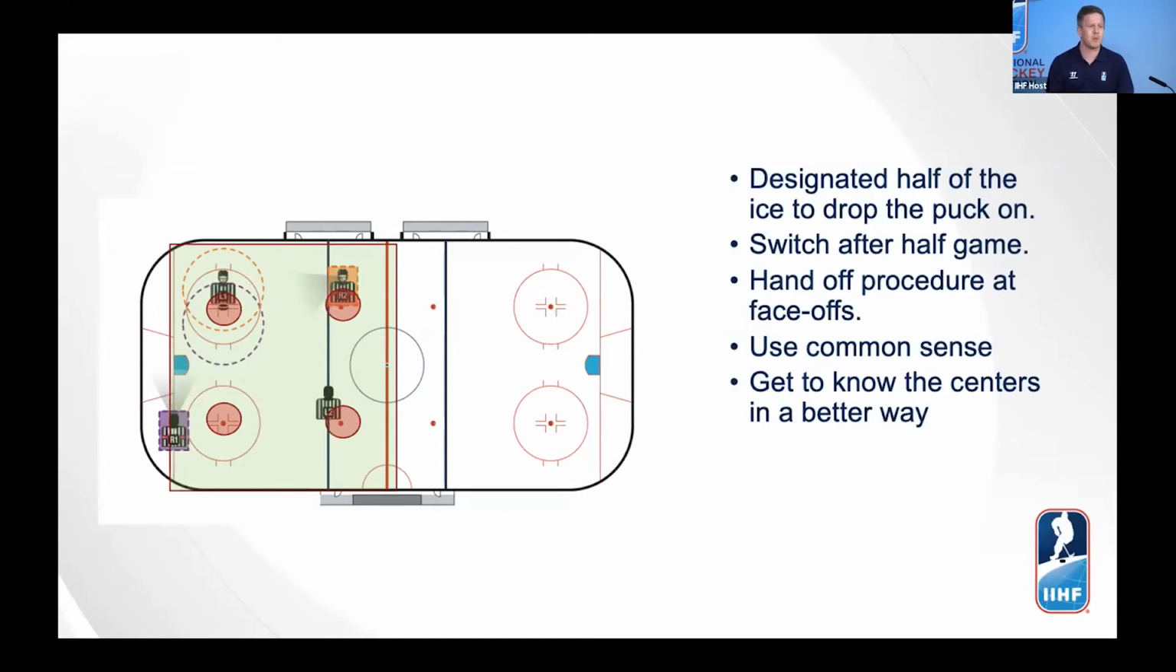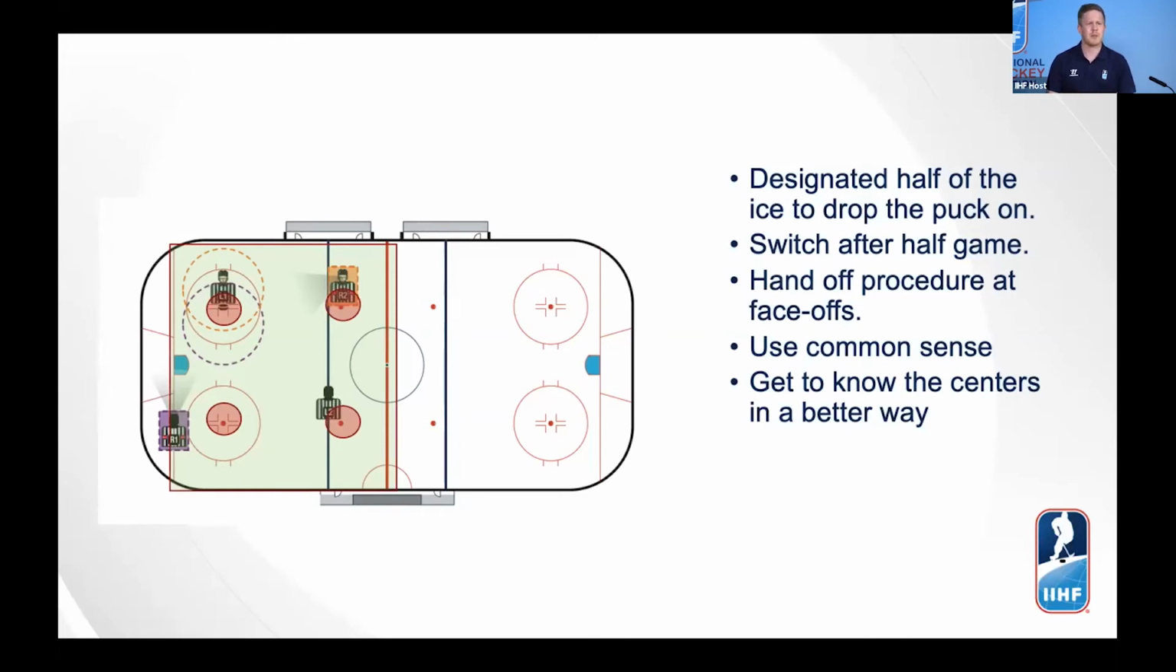What is the main reason? Well, it comes back to also why we want to work with the designated blue line. We want to have a better consistency and a better standard. And we believe that with this consistency of having designated blue line and face-off spots for half of the game, we will get to know the center better, and we will be able to work in a better way around the face-off on these 4 spots that we have designated for half of the game before we switch.